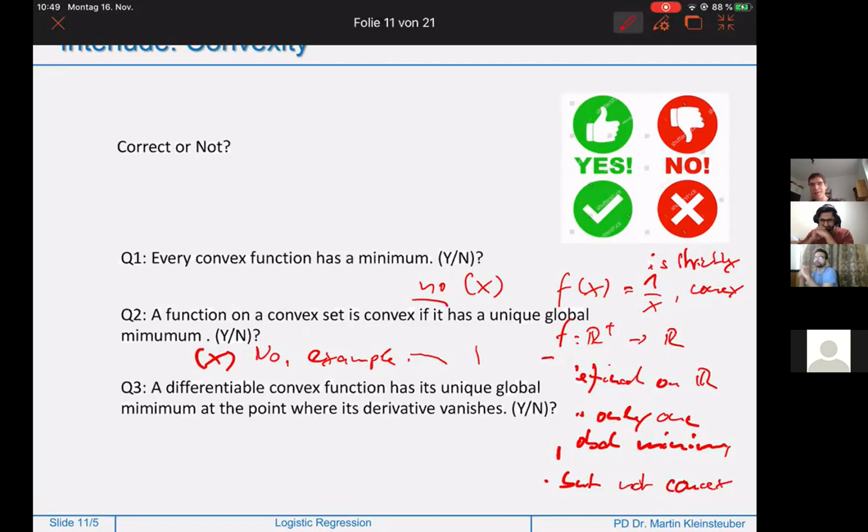Okay. So if the function is differentiable, then it has a derivative at all points. And if we find a point where the derivative is 0, so where the derivative vanishes, is that also the unique global minimum here?